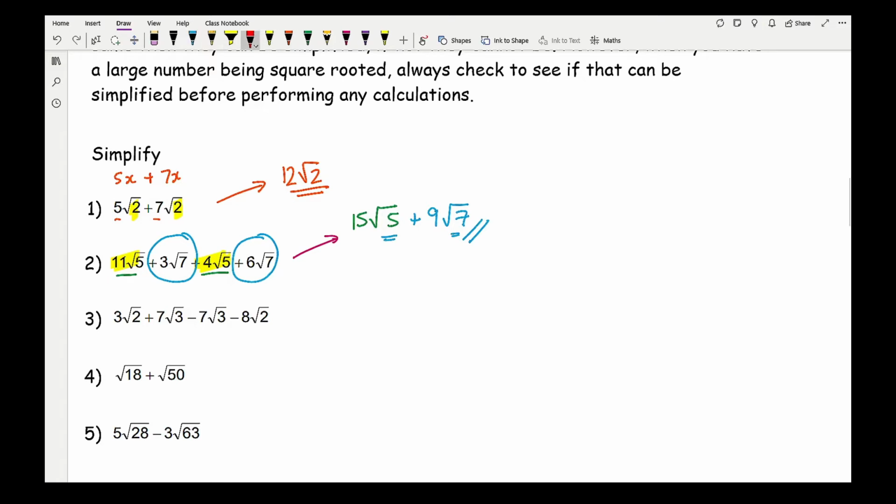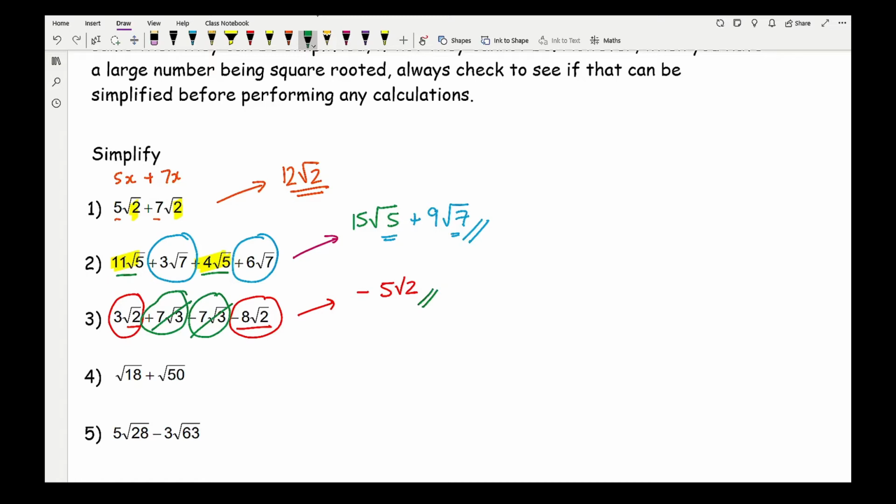So moving on to question 3, here I've got root 2s and I've got root 3s. So looking at the root 2s, I've got 3 minus 8, which leaves me with minus 5 root 2. And then I've got 7 root 3 minus 7 root 3, which cancel each other out. So I'm just left with my final answer of minus 5 root 2.